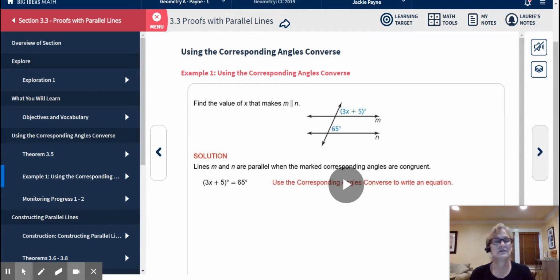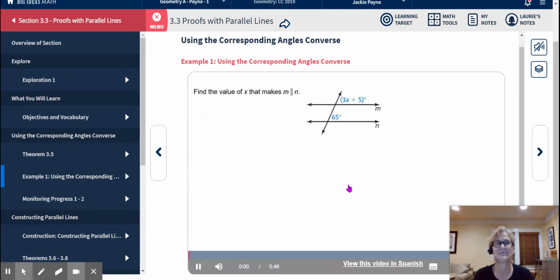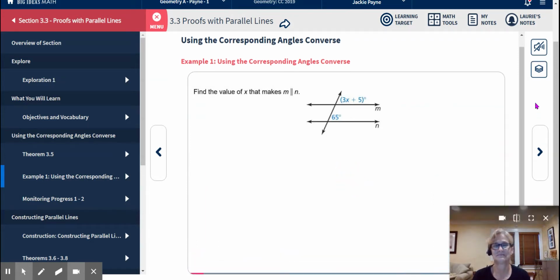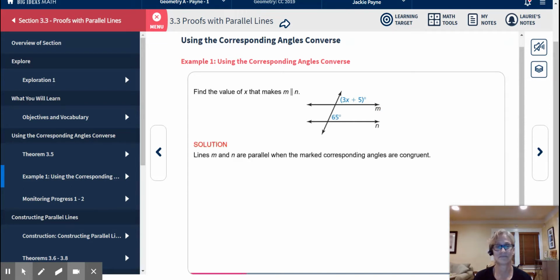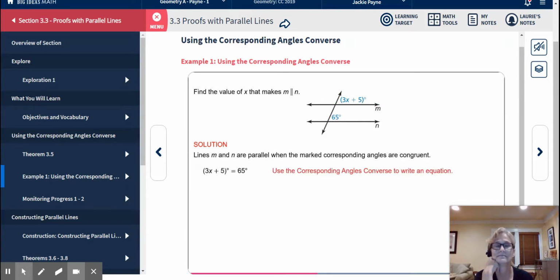So this is how you're going to use it. And I'm hoping this is playing loud enough. Here we go. Find the value of x that makes line M parallel to line N. Solution. Lines M and N are parallel when the marked corresponding angles are congruent. Using the corresponding angles converse, you can write the equation, the quantity 3x plus 5 degrees equals 65 degrees.